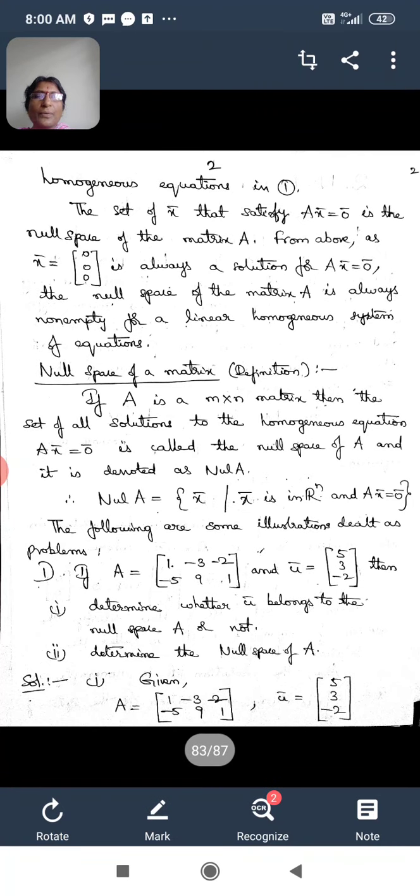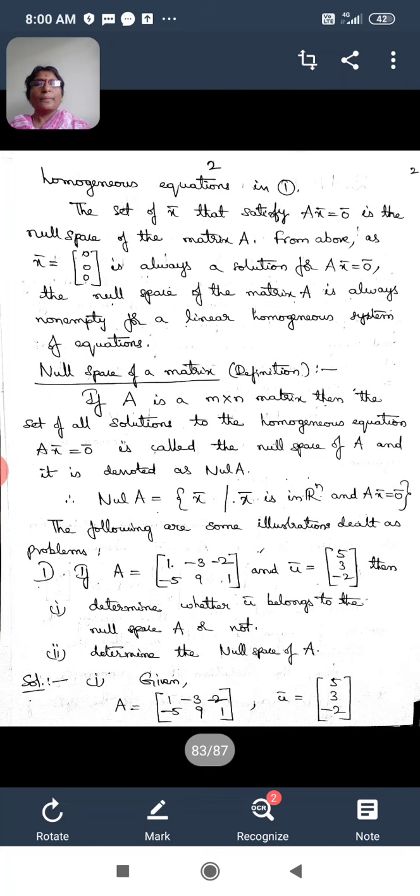Whatever is provided in the problem, let us consider them first. We are given the matrix A and the column vector u bar. A is a 2 by 3 matrix with 1, minus 3, minus 2 as the first row, and minus 5, 9, 1 as the second row, and u bar is a column vector with the elements 5, 3, minus 2.